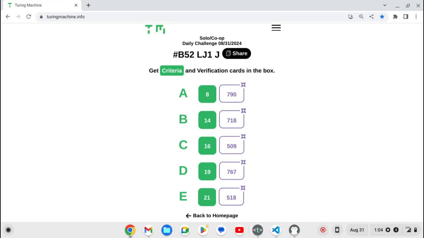Let's begin. Today is August 31st, 2024, and we're solving the Daily Turing Machine Puzzle. Today's puzzle uses the following 5 criteria cards: criteria card 8, 14, 16, 19, and 21. And the puzzle uses the purple verification cards. The code above is your way to get more information on today's puzzle by searching the code on turingmachine.info. Let's go solve.